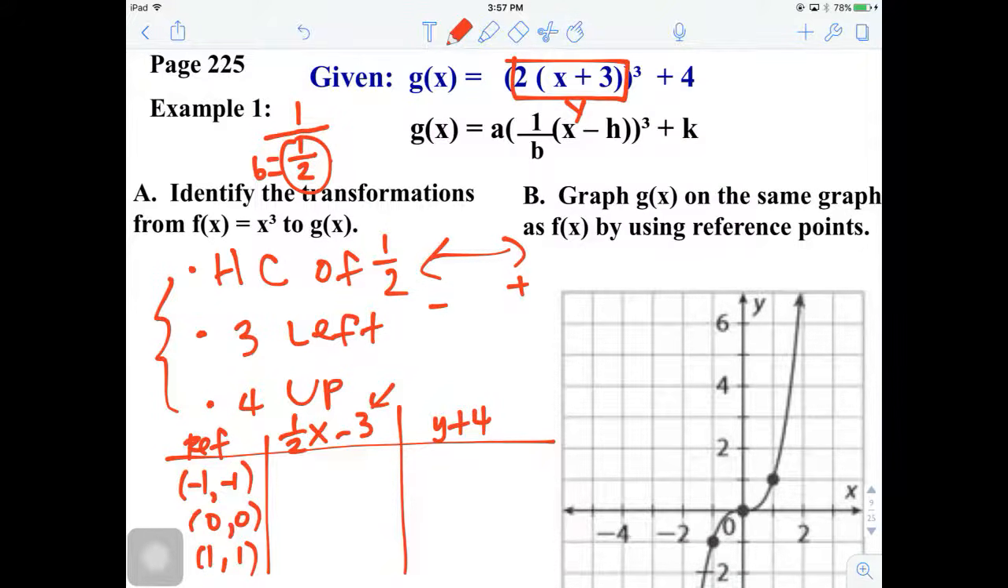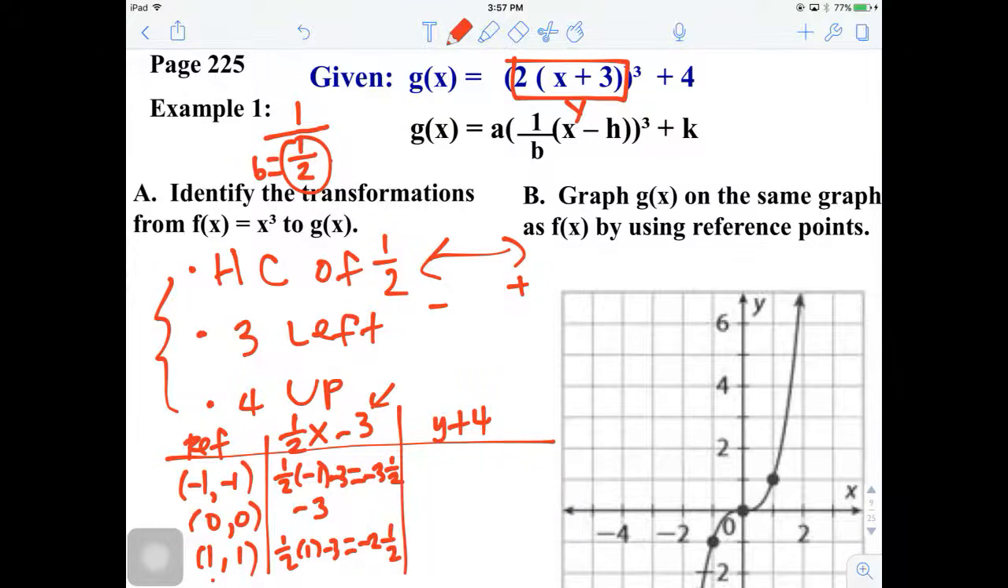Let's go ahead and use the x and y values. The x values are the first numbers in the parentheses. So it's going to be 1/2 of -1 minus 3, that's going to give us -3.5. And then 1/2 of 0, which is 0, minus 3, that's negative 3. And 1/2 times 1 minus 3, that's going to give us negative 2.5.